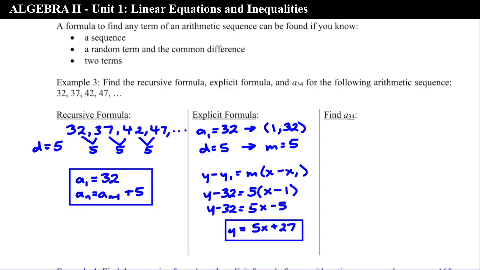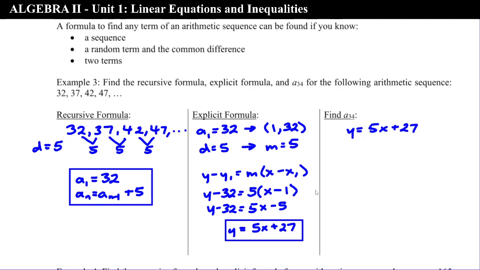Okay? Now the last thing that they ask us to do is define the term a sub 34. This is where having formulas is handy, because we could just keep adding 5 about 30 more times or so, and we'll eventually get to what that is. But if we have a formula, we can find what that term is a little bit faster by starting with the formula that we just found, our explicit formula, y equals 5x plus 27.